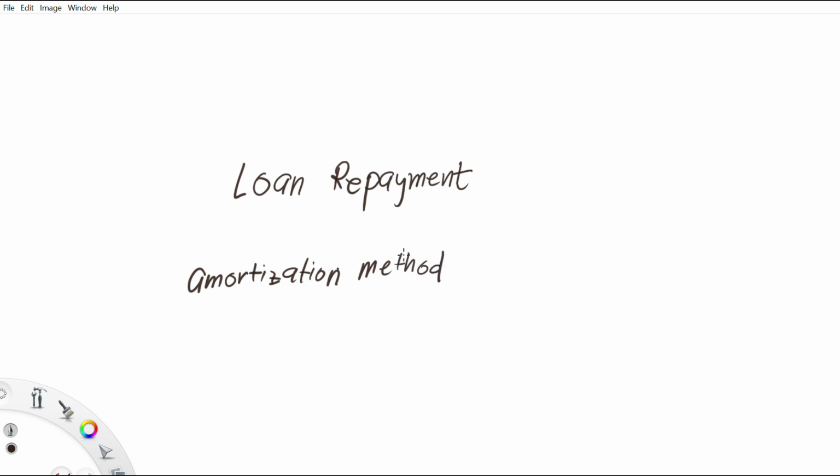Amortization method is where paying a loan, principal and interest, are done through installment basis, usually of equal amounts at regular intervals. It can be paid monthly, quarterly, semi-annually, or annually for a certain period.